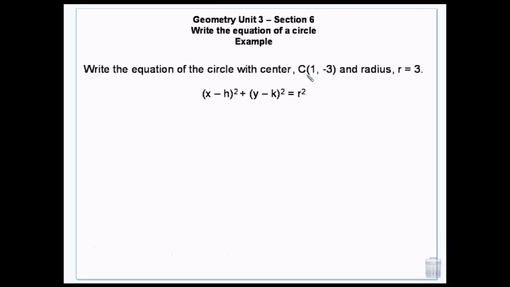Now we've got a center at 1, -3 and a radius of 3. So this is h and this is k. I'm going to do x minus h, y minus k, and then r squared. This one, I don't have to do anything with it. It's already simplified. So I just have x minus 1 squared, and minus a -3 becomes plus 3, and the radius squared is 9.